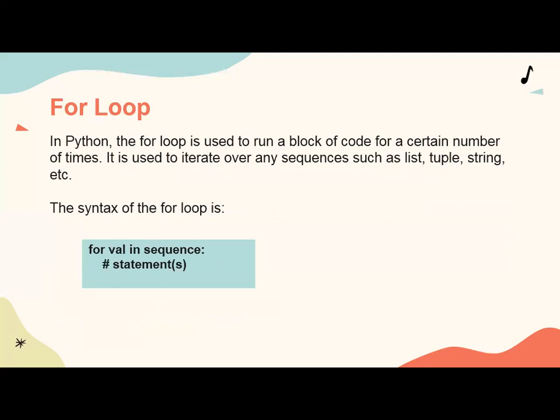In Python, a for loop is used to run a block of code a certain number of times. It is used to iterate over any sequence such as list, tuple, string, etc. The syntax of the for loop is: for val in sequence. Here, the value accesses each item of the sequence on each iteration. The loop continues until we reach the last item in the sequence.